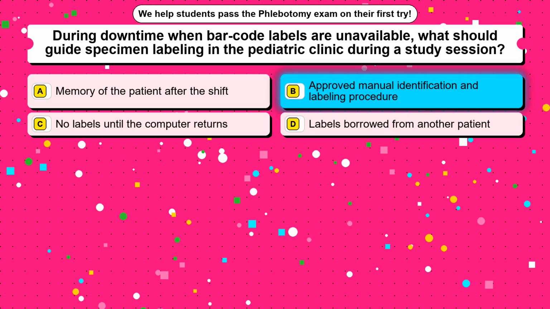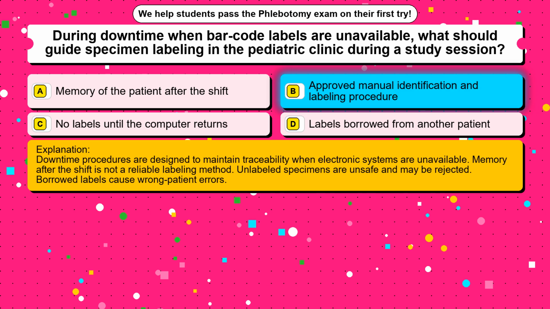The correct answer is option B. Approved manual identification and labeling procedure. Downtime procedures are designed to maintain traceability when electronic systems are unavailable. Memory after the shift is not a reliable labeling method. Unlabeled specimens are unsafe and may be rejected. Borrowed labels cause wrong patient errors.